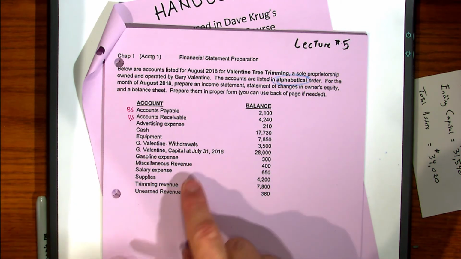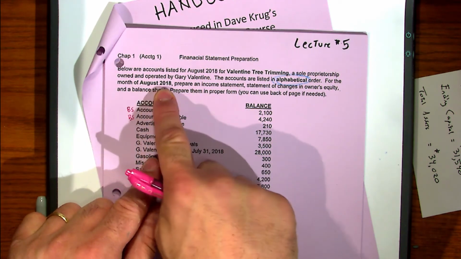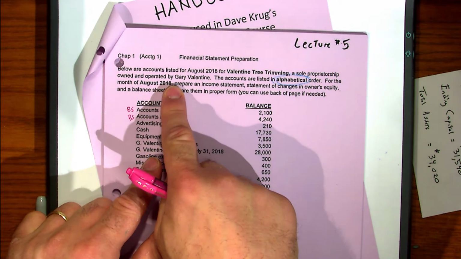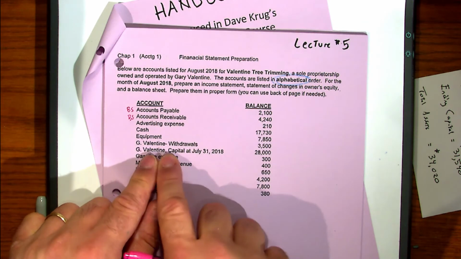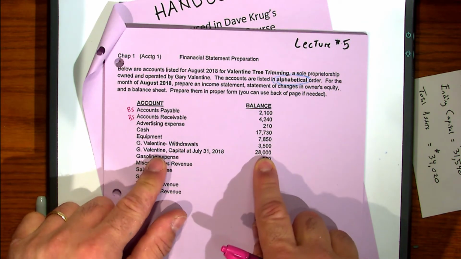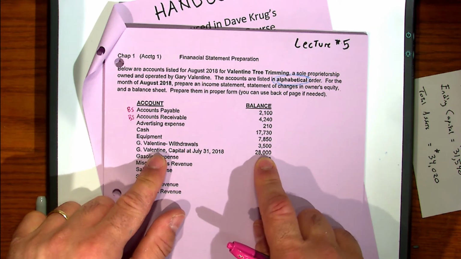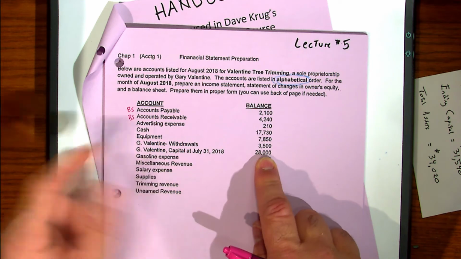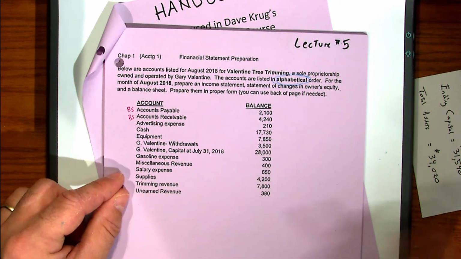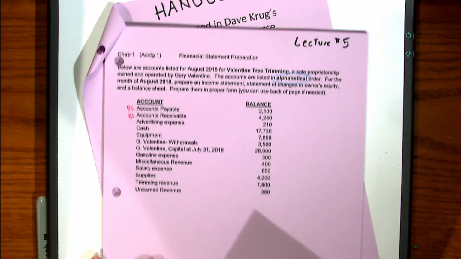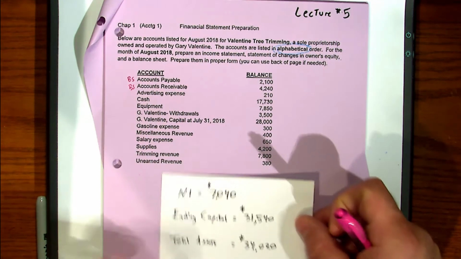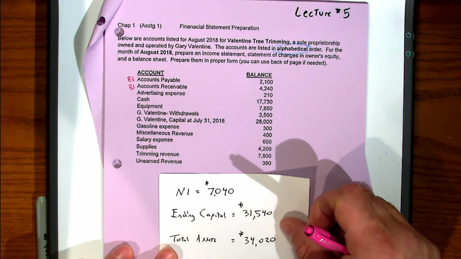Now, you'll notice I'm having you do August 2018, the month of August of 2018. This is not a brand new company, so there is a beginning capital balance. Are you with me? It won't be zero. We have unearned revenue there. Now, I'm going to get you started here in about 15 seconds. Here are some check figures.